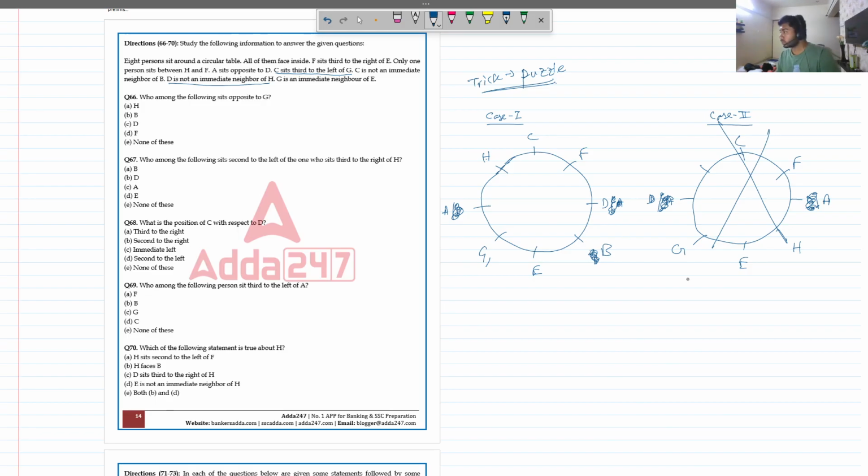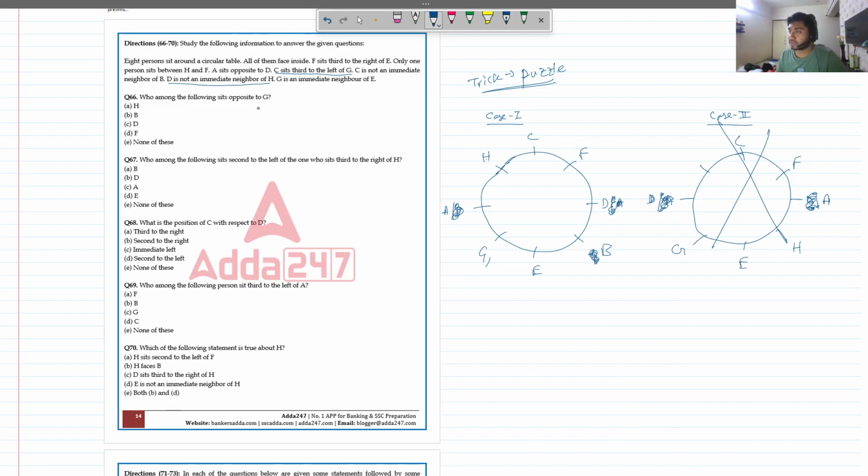So if you had not drawn these two scenarios, you would not have understood. By chance, if you had put H over here and H not over here, and gone on solving the question, by the end you would be stuck at one of the clues. So instead of getting stuck later in the question, it's better you make two diagrams. Okay, so let's answer the question now.